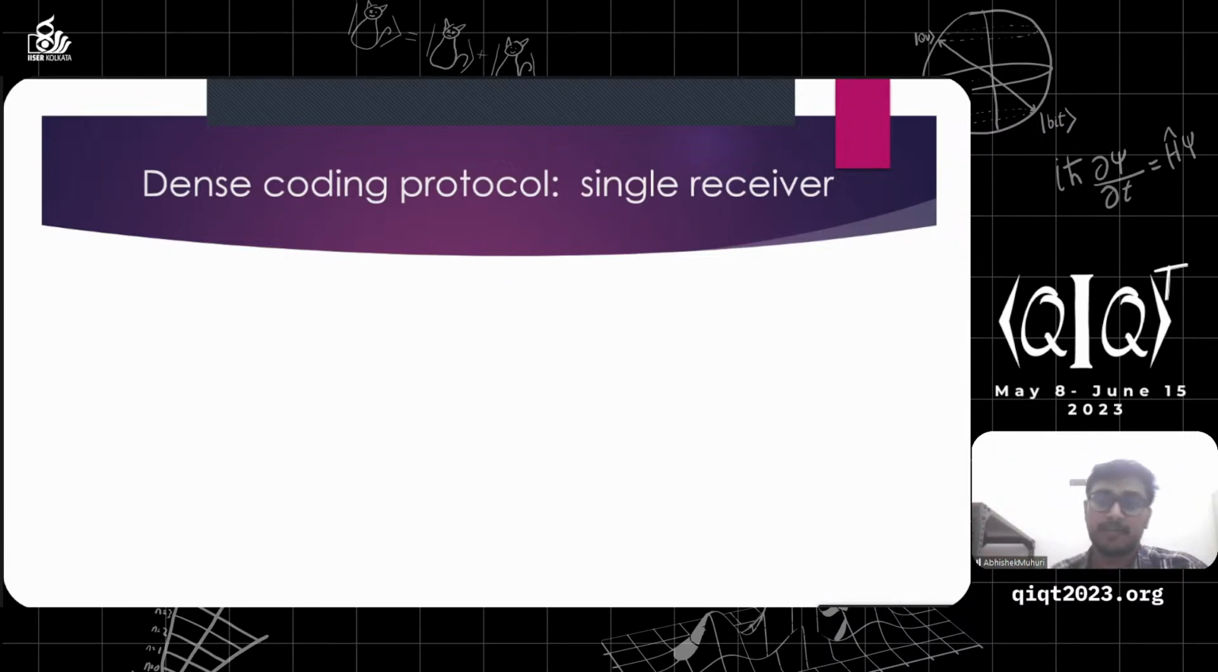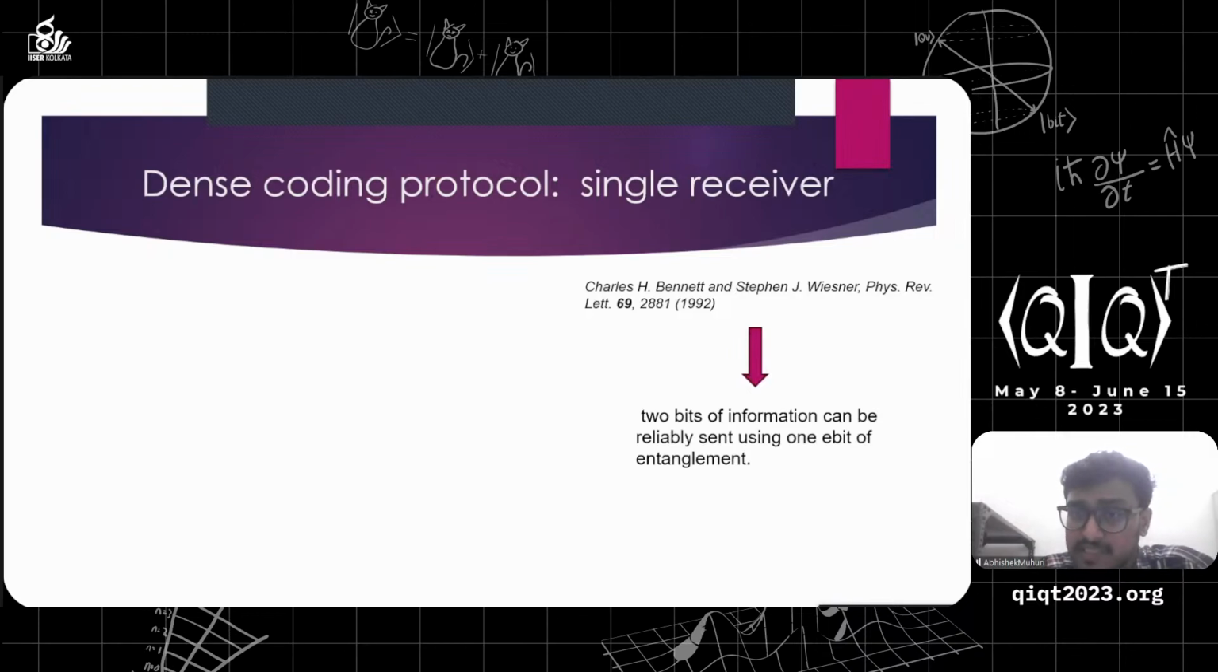So what if I tell you that using quantum mechanics, we can actually send the message using only a qubit, which is 2-dimensional, right? So the first paper in this direction comes in 1992 by Charles H. Bennett and Stephen J. Wiesner in PRL, where they showed that 2 bits of information can be reliably sent using 1 bit of entanglement.